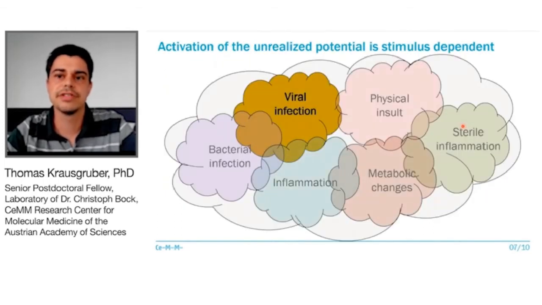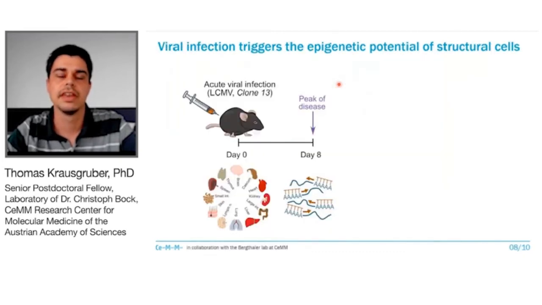Now, seeing this unrealized potential, we hypothesized that different aspects of this potential can be triggered by different stimuli. And in order to prove this, we focused on viral infection. And here we used the acute viral infection model. In this model, the peak of disease is on day 8. And on this day, again, we harvested 12 organs of the mouse, and of each organ, 3 structural cell types, and we performed transcriptome analysis.